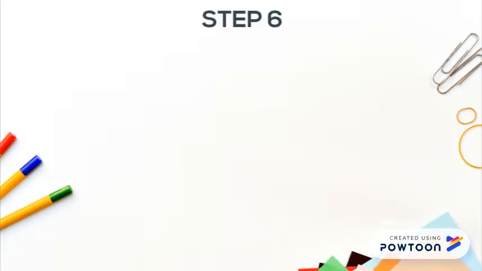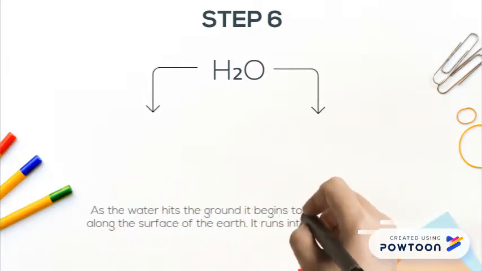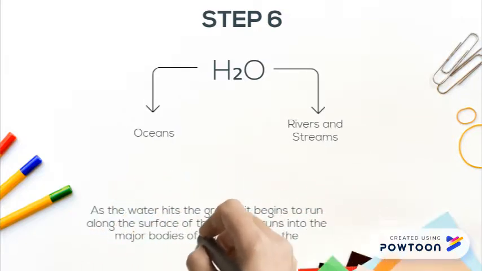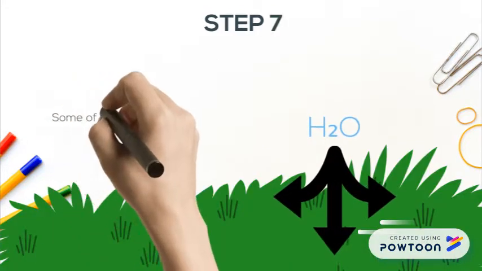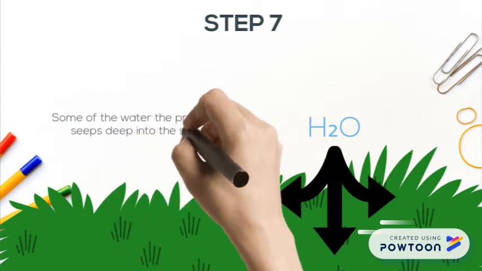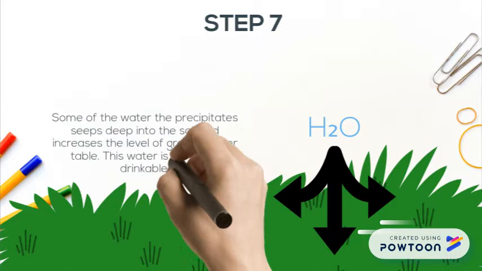Step 6. Runoff. As the water hits the ground, it begins to run along the surface of the earth. It runs into the major bodies of water entering the hydrosphere. Step 7. Infiltration. Some of the water that precipitates seeps deep into the soil and increases the level of groundwater table. This water is pure and drinkable.